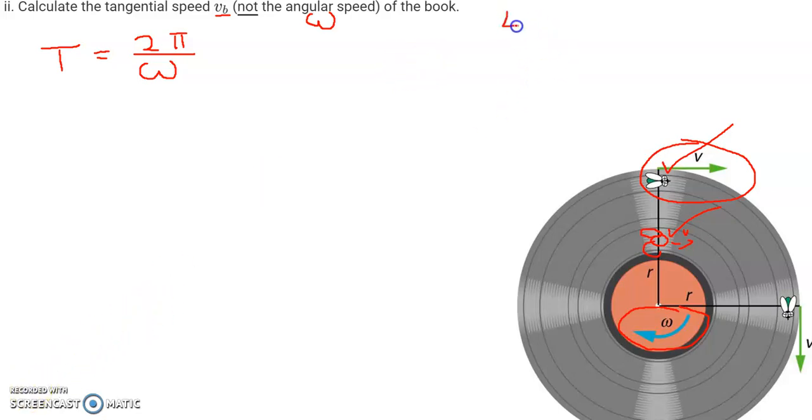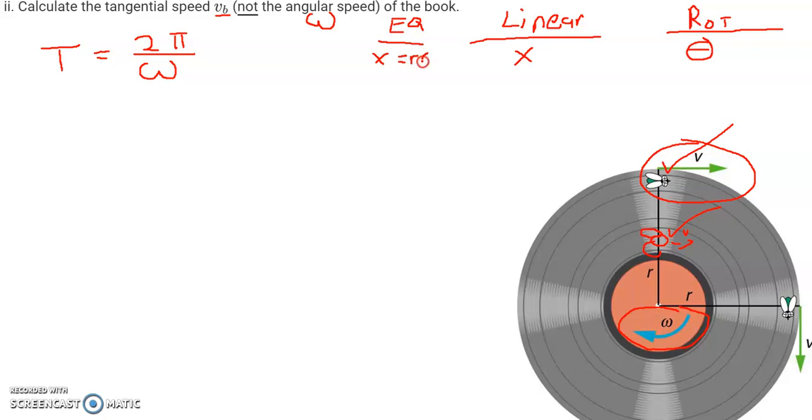So we have linear quantities moving in a line, and we have rotational quantities moving rotationally. For linear, we have displacement, but for rotational, we have angular displacement. And the way you can get between one and the other, I'll put it right here, equation: x equals the radius times the angular displacement.